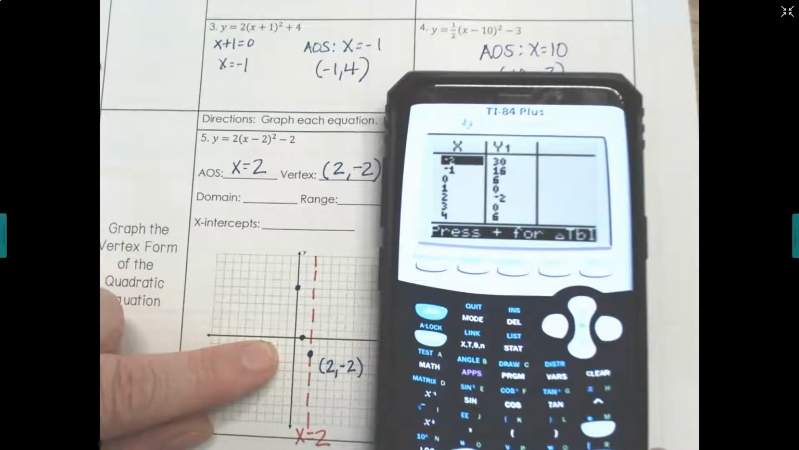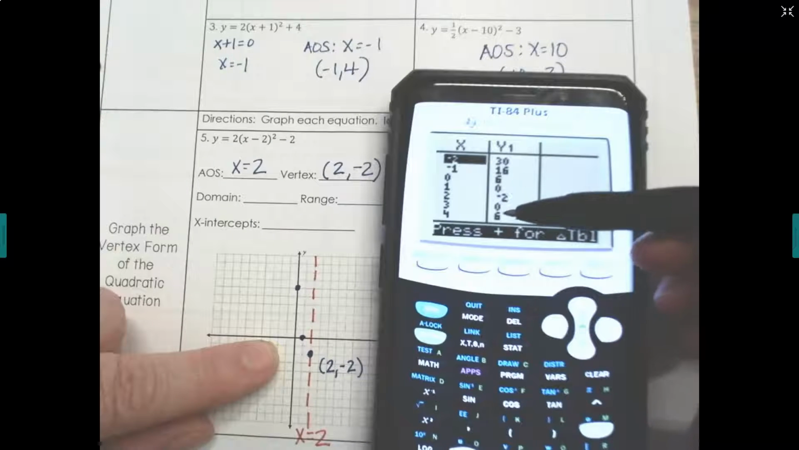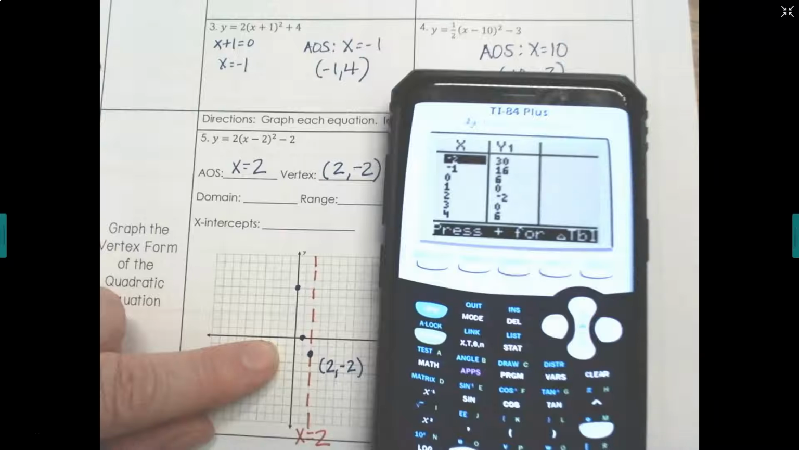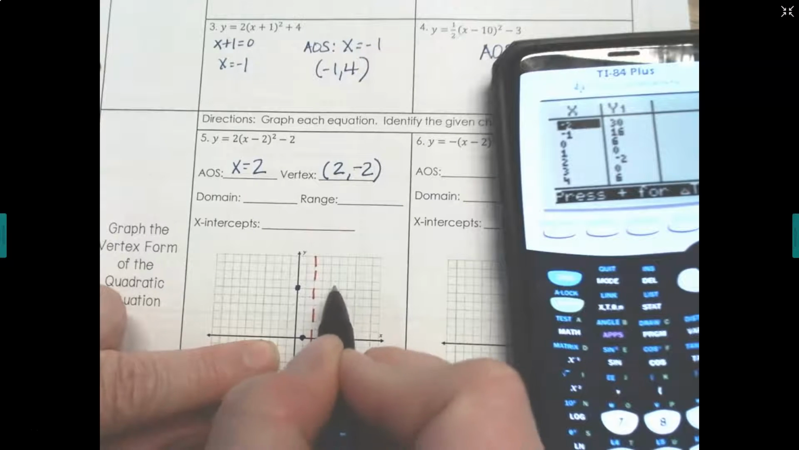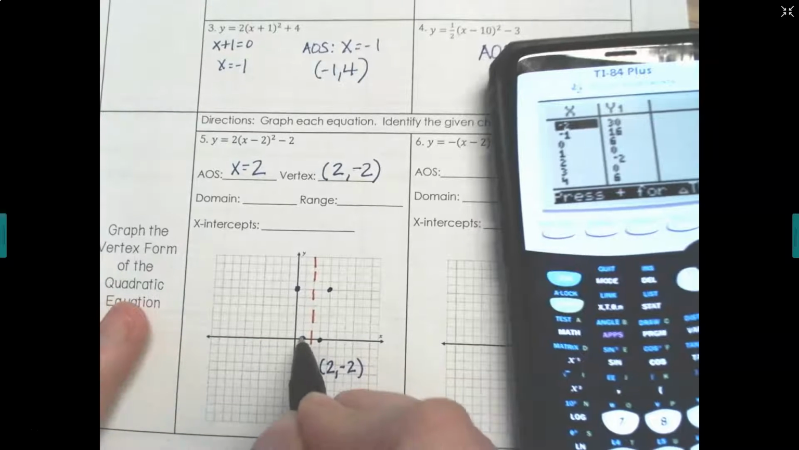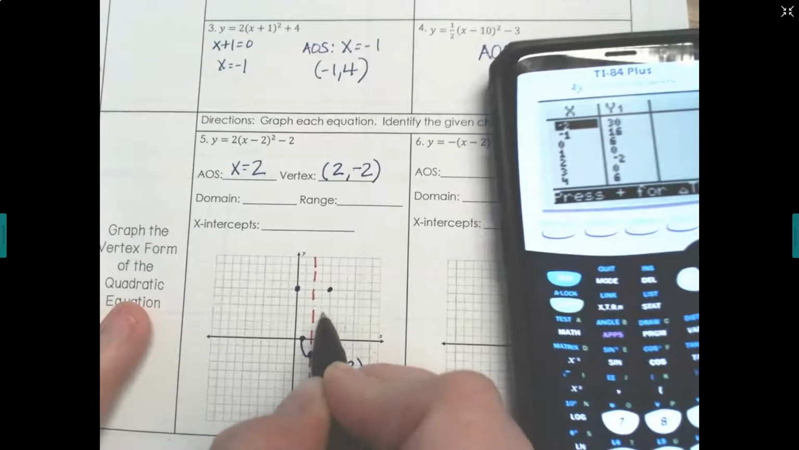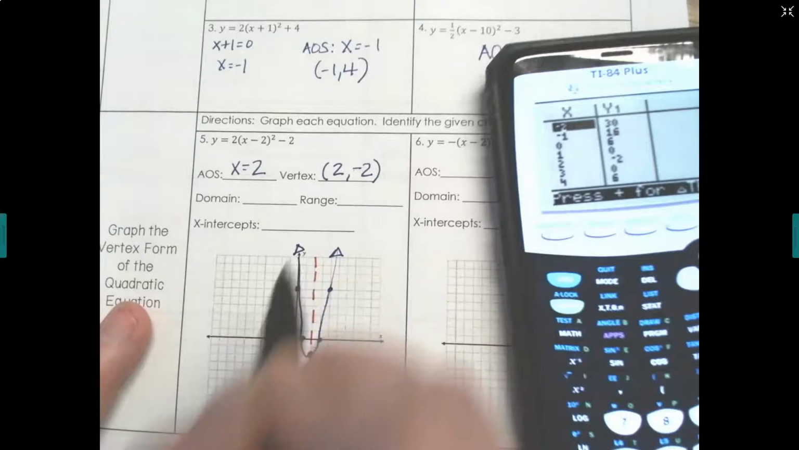And then we had 2, -2, and that's our vertex, and you can see the quadratic pattern coming out from our vertex. Then we have 3, 0. And then we had 4, 6. So I'm going to draw this in. Remember to make the bottom curved, and then I'm just going to continue the line and put an arrow on it.